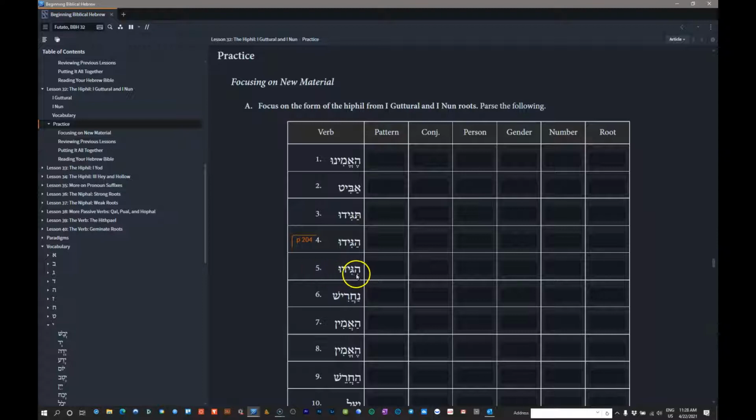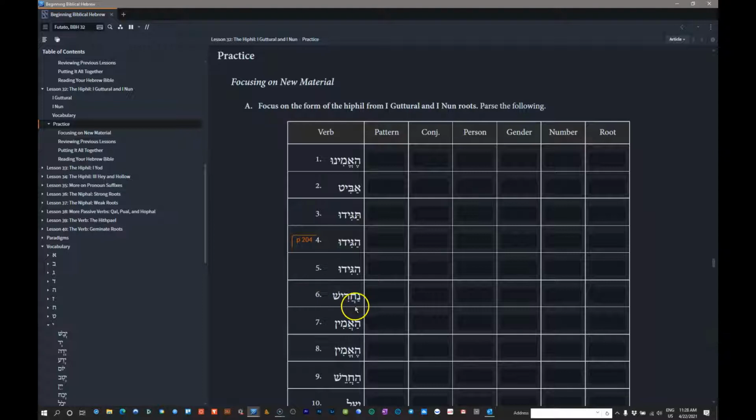Here, number 5, we've got something very similar, but we've got the hireq prefix vowel, the ee prefix vowel. This is going to indicate the perfect conjugation. Again, same root, nagad, but the nun has assimilated into the gimel. Here, the shureq indicates 3cp.